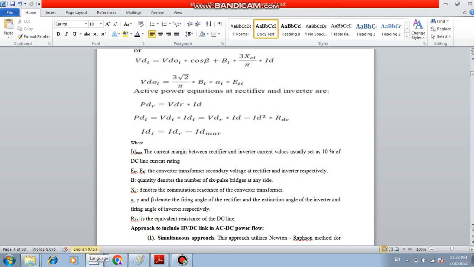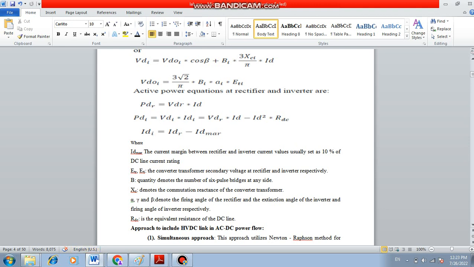B is the number of 6-pulse bridges at either side. Usually for a 12-pulse converter there will be two 6-pulse bridges, so the value of B will be 2 for both inverter and rectifier. Usually the HVDC link will be an LCC, line commutated converter, so we will use a 12-pulse converter. For better performance we employ two 6-pulse converters, so the value of B will usually be 2.